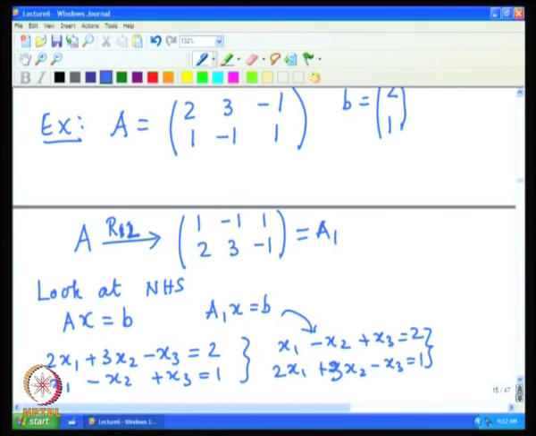Notice that both these systems are different and they will not have the same solutions. We will leave it as an exercise for you to find one solution which is a solution of Ax equal to B and which is not a solution of A1x equal to B. Therefore, elementary row operations affect the solutions if we do not change the right hand side. How do we handle this? We shall see that in the next class.